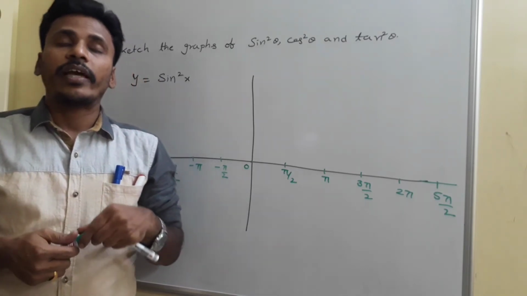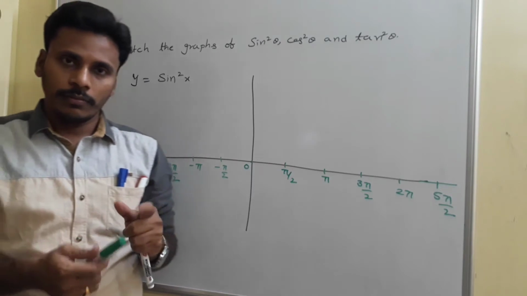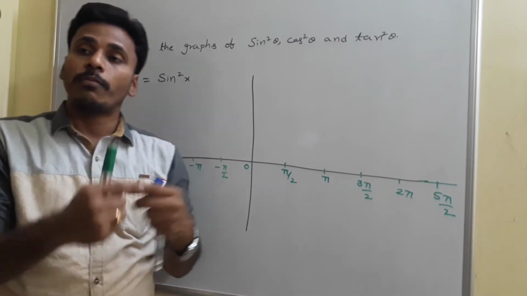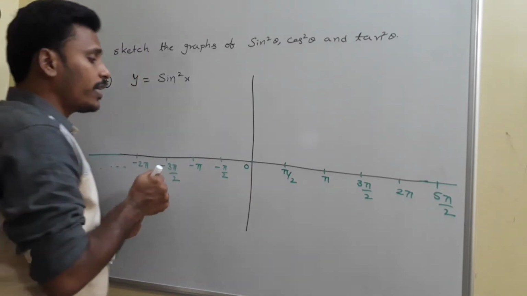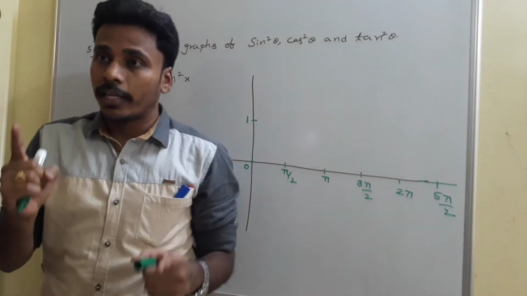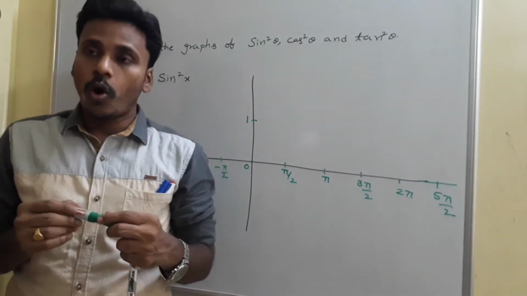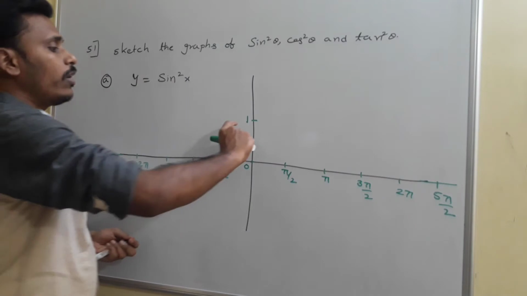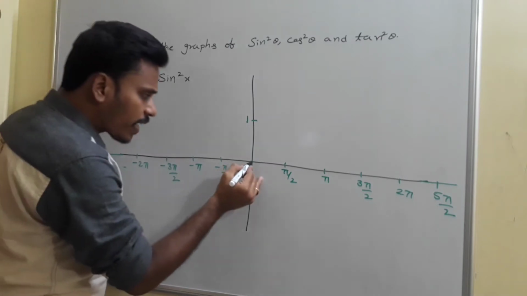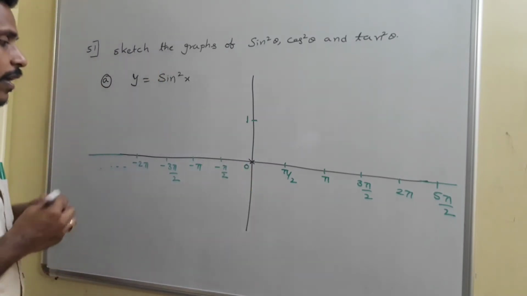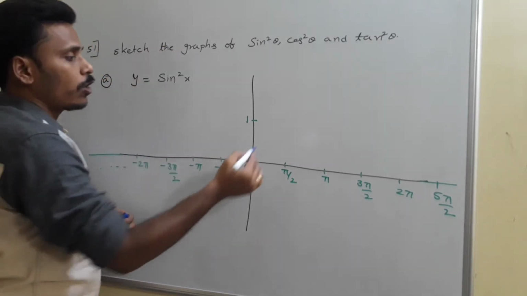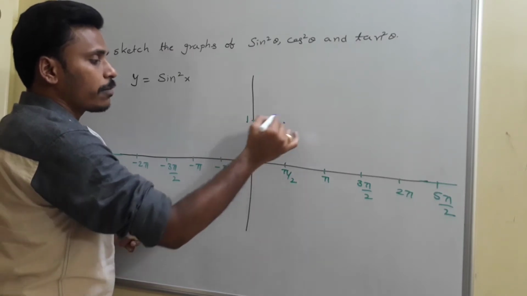We know that sin theta always lies between minus 1 and 1 for any real angle theta, whereas sin square theta lies between 0 and 1. So we need to sketch the graph only in the region between 0 and 1. Sin 0 degrees is 0, and sin 90 degrees is 1. Sin square 90 is also 1. So from 0 to 1 the graph moves in such a manner.